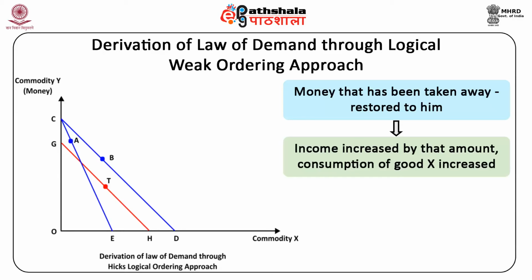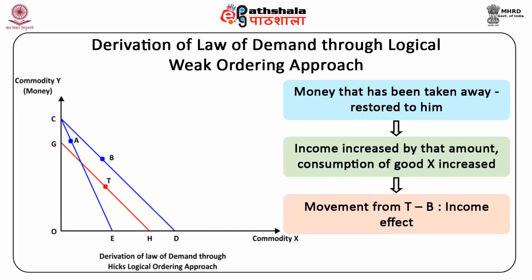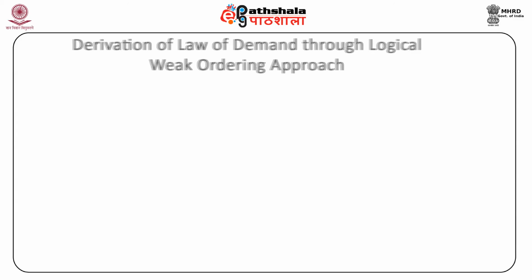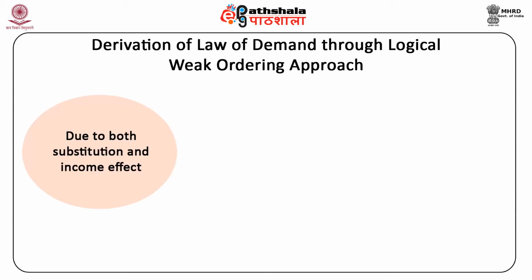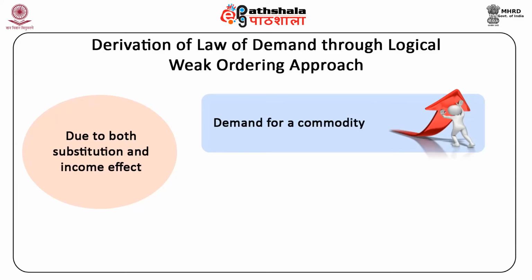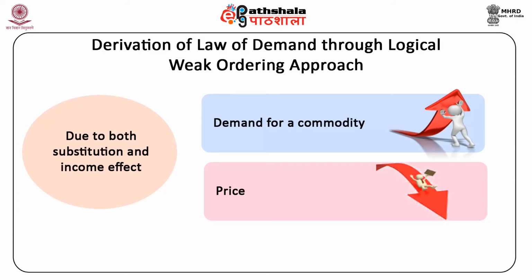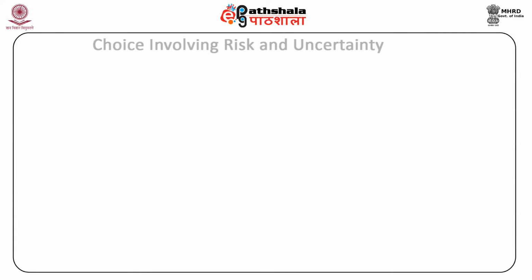That's why the combination B lies to the right of T. The movement from combination T to B shows the income effect. To sum up, the demand for a commodity increases with the fall in price due to both substitution and income effect. It is proved that the law of demand holds, that is, there exists a negative relationship between price and quantity demanded. We now study the choice involving risk and uncertainty.